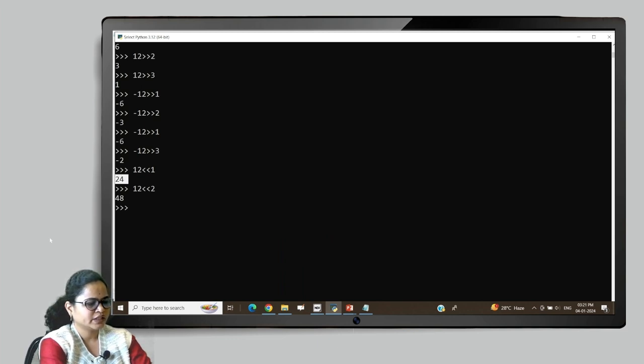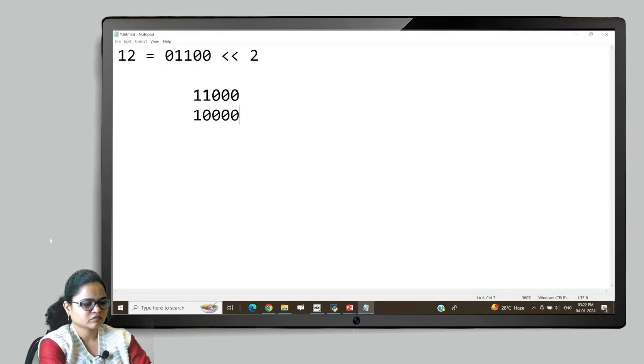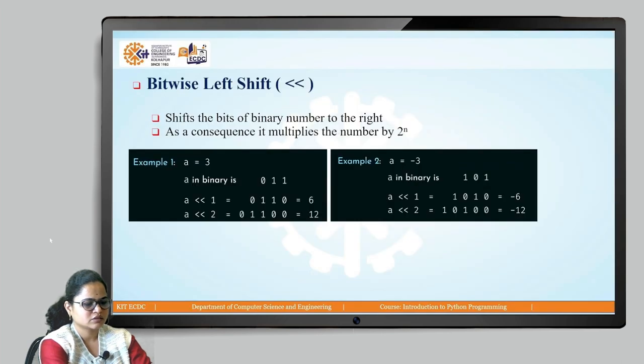So as I said, now you are shifting only 1 digit to the left. So 12 should be multiplied by 2 raised to n. So 12 into 2 raised to 1, that is 12 into 2, 24. Then 12, if you are shifting 2 digits to the left, it should be multiplied by 2 raised to 2, that is 4. 12 into 4 is 48. So here we are getting the results. So this is the bitwise left shift operator. So these are the bitwise operators in Python.